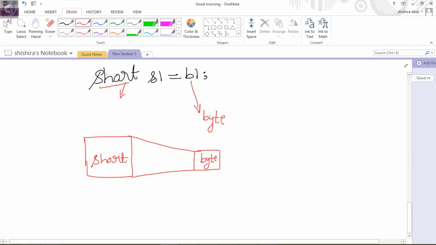So this is called widening. Observe here, you have to consider from left to right. Why left to right? Because assignment happens from left to right, right? So left side is smaller one. Sorry, I made a mistake. It works from right to left. So the right side is smaller, the left side is bigger one.